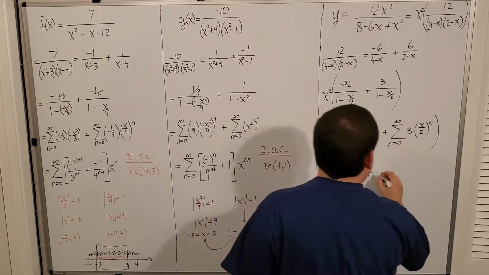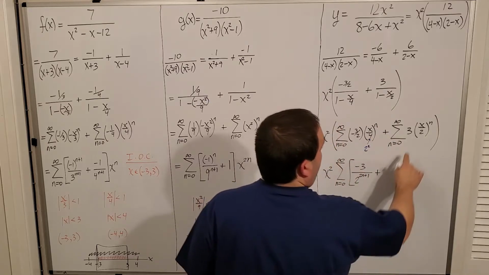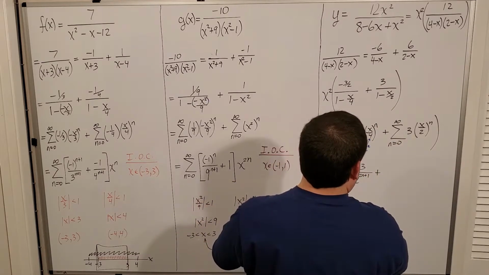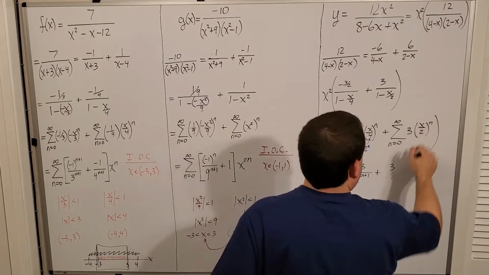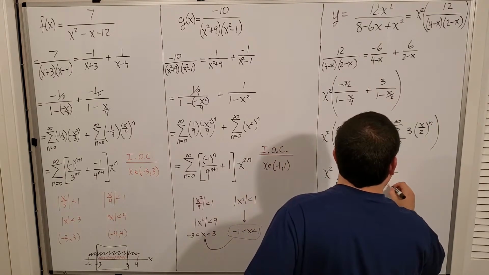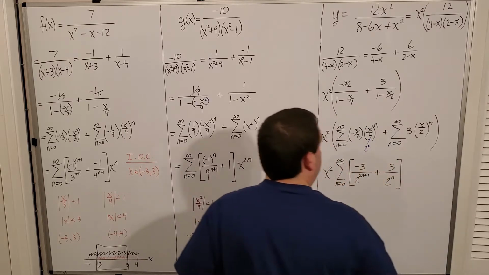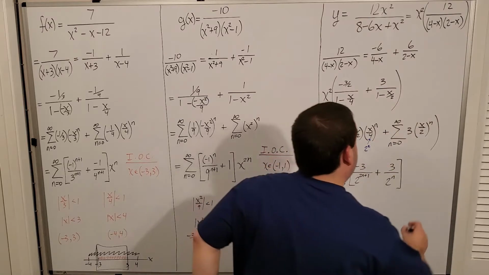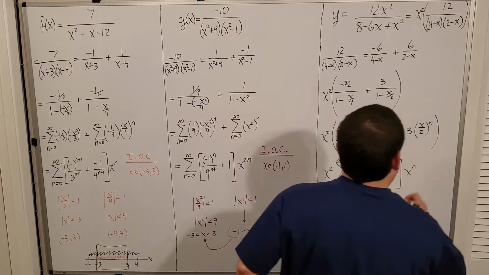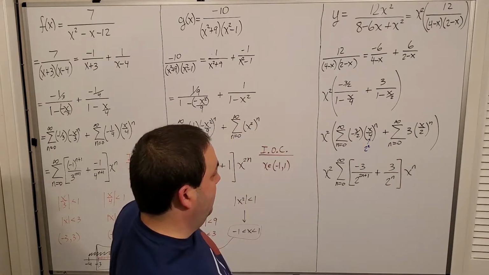Plus, I've got the 3 on this one, which is just there. And then I have 2 to the n, like so. Okay, and then I have x to the n, x to the n. So it's just going to be x to the n.